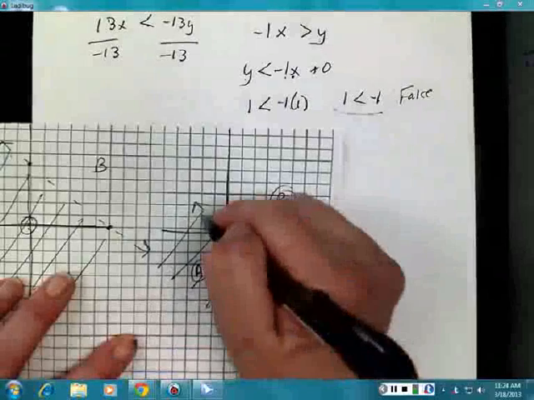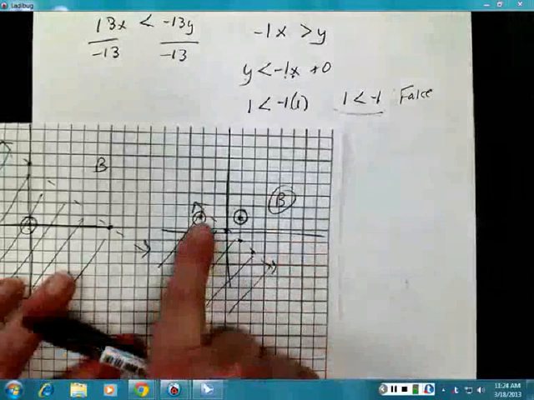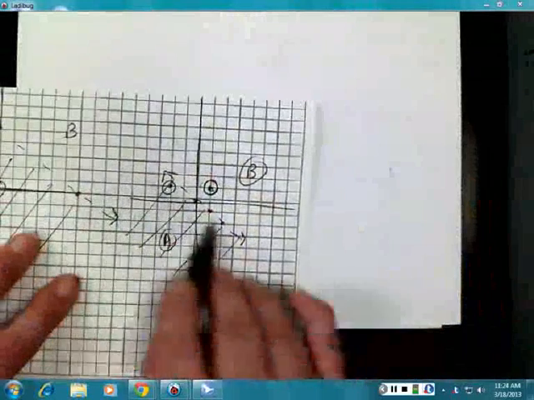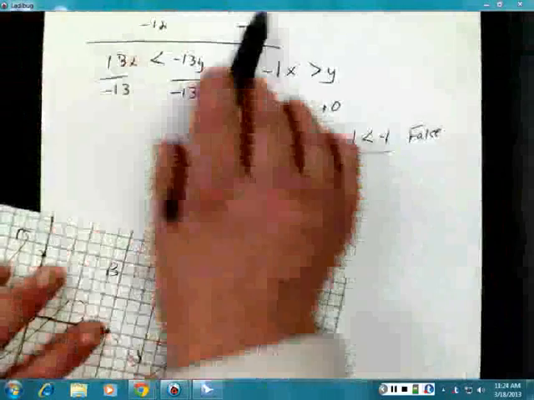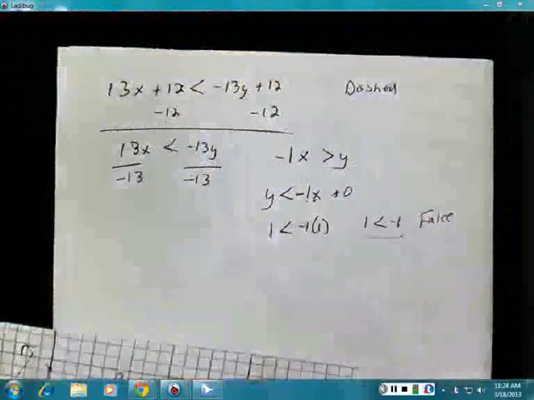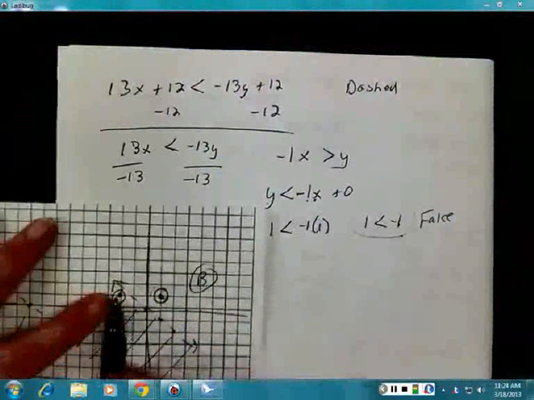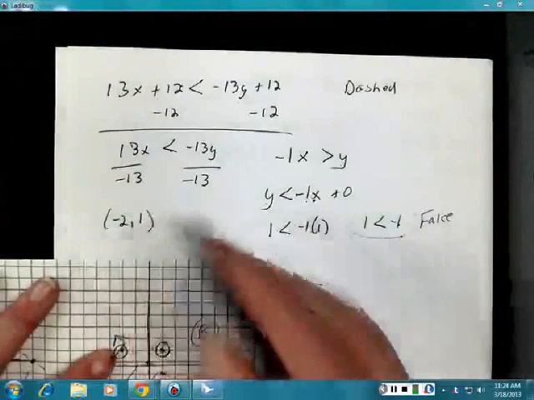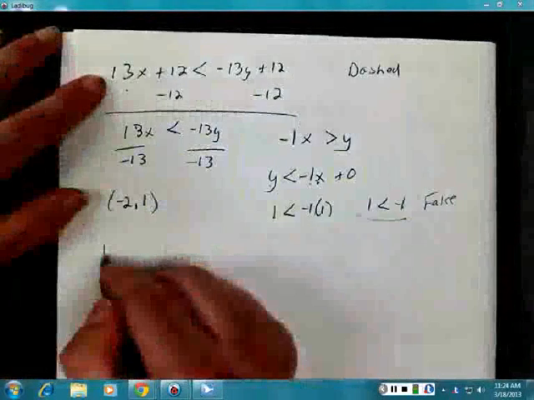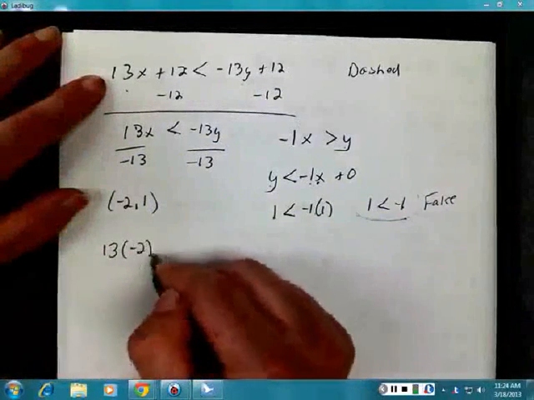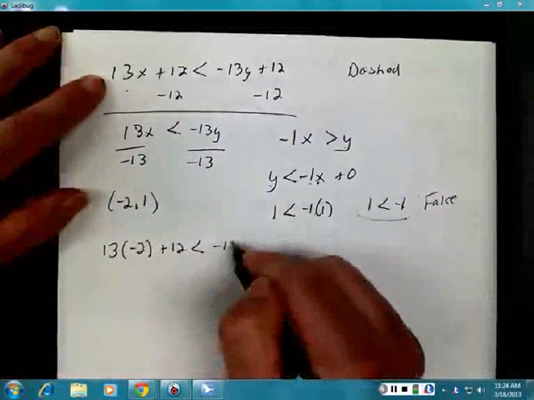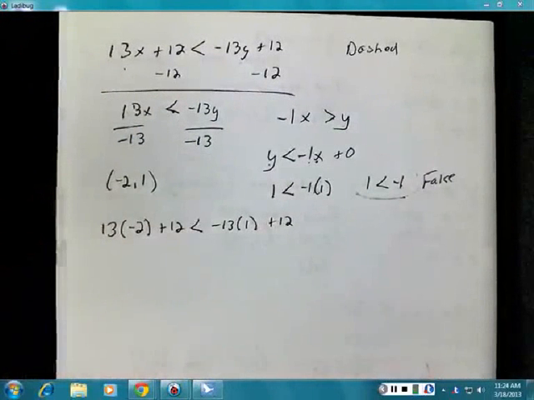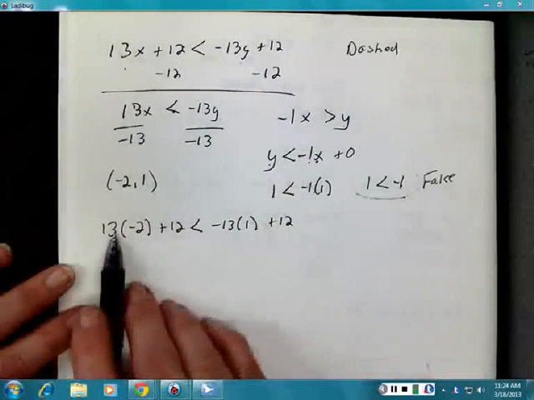The other thing about points where you're shading is they make the whole thing true. If I pick this point, for instance, plug it back into my original equation, maybe this will help you out, because everything on this side will make this true. If I take this point, its location is negative 2, comma 1. Plug it into this equation: 13 times negative 2 plus 12 is less than negative 13 times 1 plus 12.